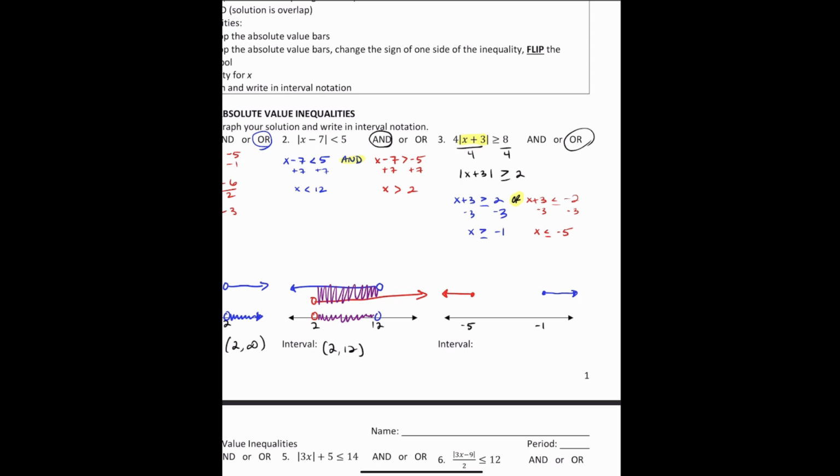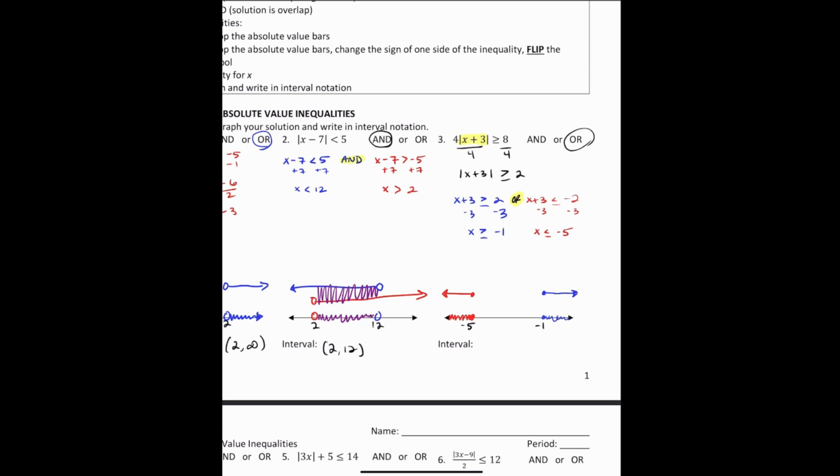We can see that the negative 5 is included, and it's going towards negative infinity. So closed dot, we're going to negative infinity. Whereas at x is negative 1, it's a closed dot, and we're shading to the right, going towards positive infinity. So closed dot, shading to the right, and this is our solution.